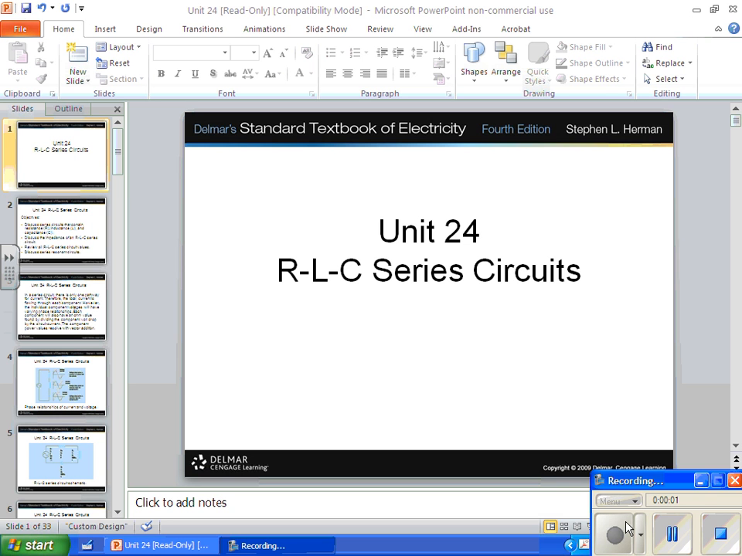Let's talk about RLC circuits. Let's see if I can get this thing to move. Maybe.